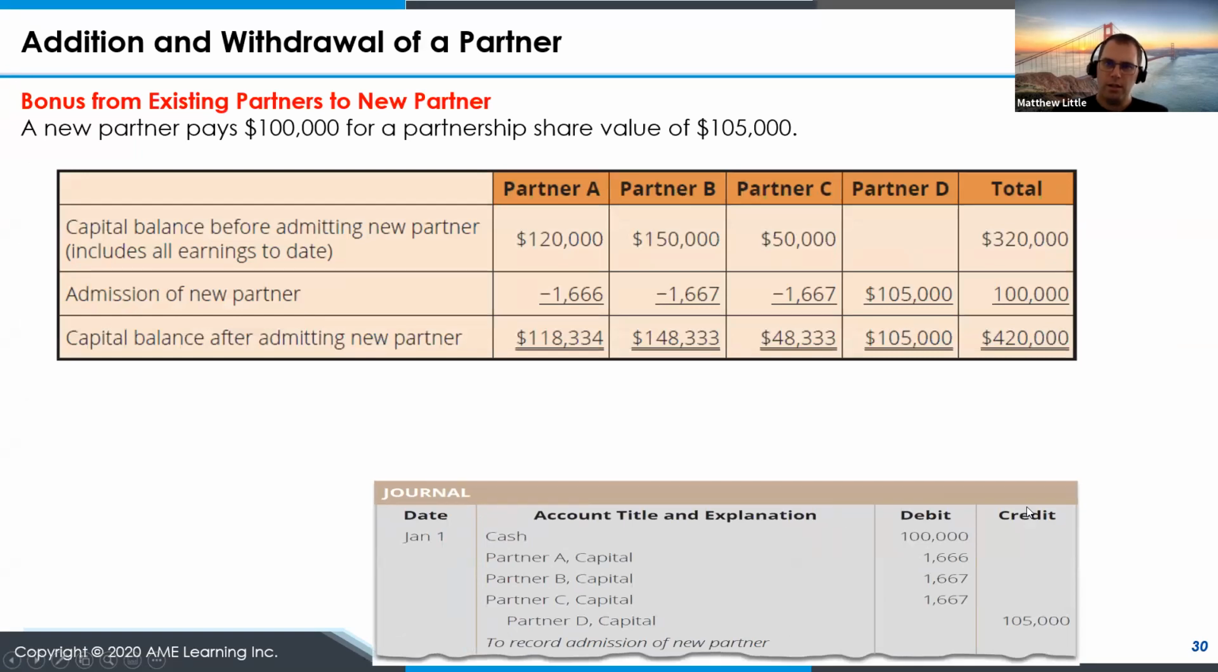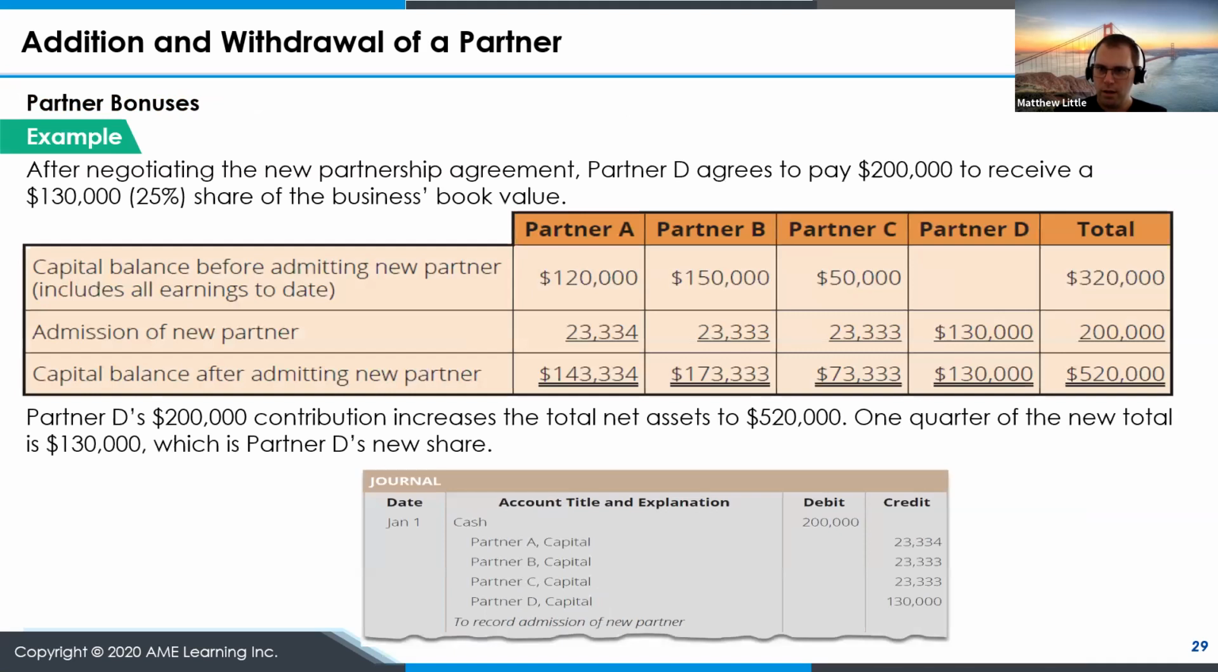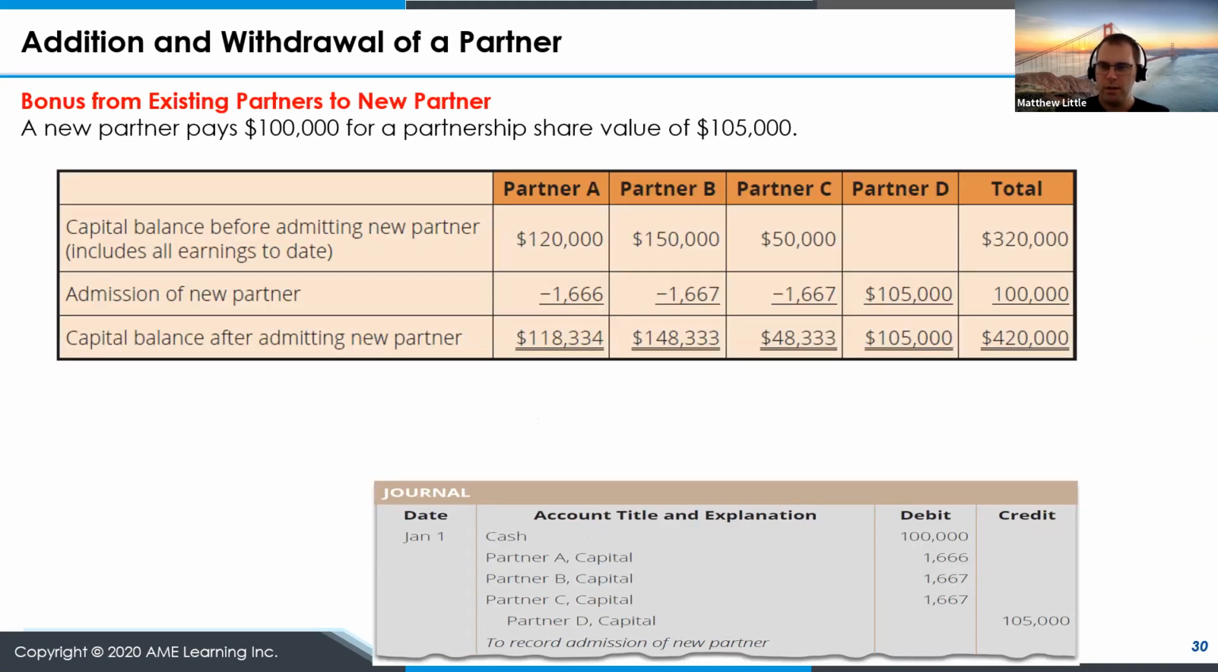All right, let's assume the opposite happens, where there's a bonus from existing partners to buy in a new partner. And this could happen where maybe you've identified someone that you want to bring in that might add value to your organization more than just cash. They have more market contacts, they might have existing knowledge or clients or whatever that might add value on top of cash. So in this situation, a new partner provides $100,000 in cash, but we're assuming it's worth about $105,000 in value in this case. Sorry, just double checking. $105,000.